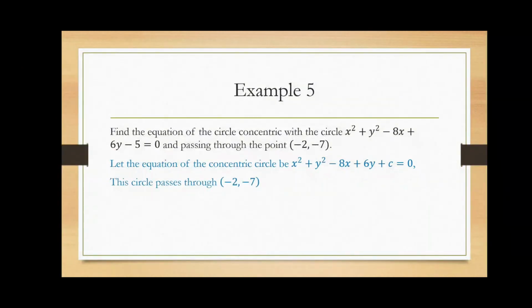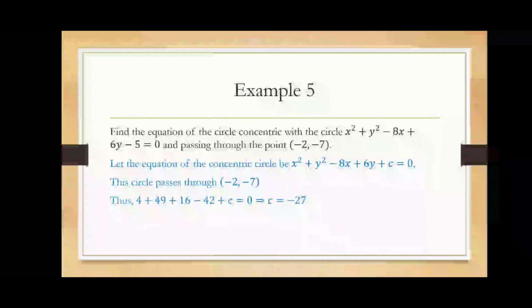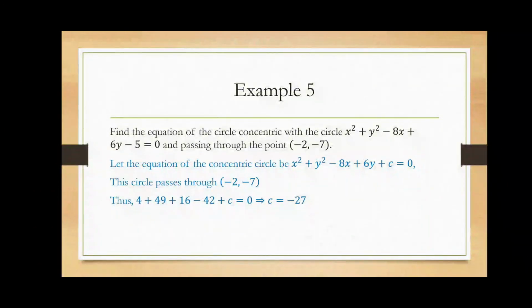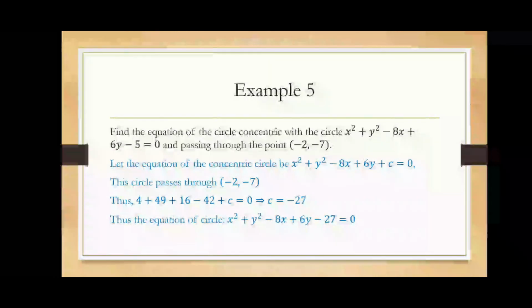And it is told that it is passing through minus 2 comma minus 7. So therefore, this particular circle which we have considered is satisfied by this point. And if we put it and calculate, we get the value of c as minus 27. So therefore, the equation of the concentric circle is x square plus y square minus 8x plus 6y minus 27 equals to 0.